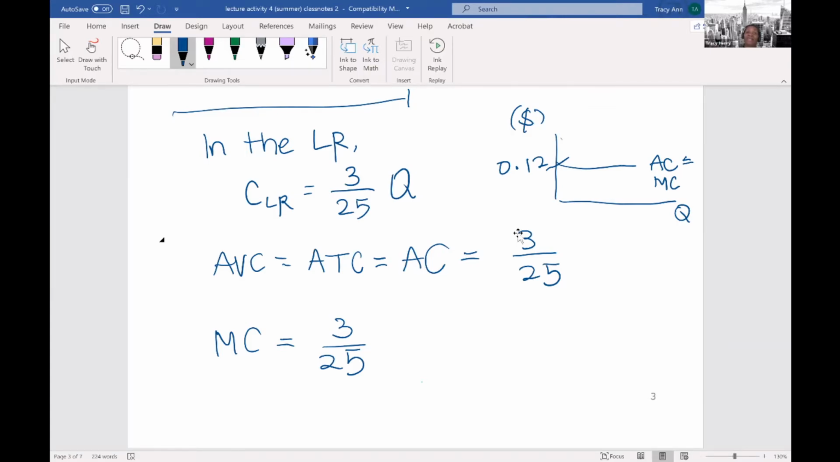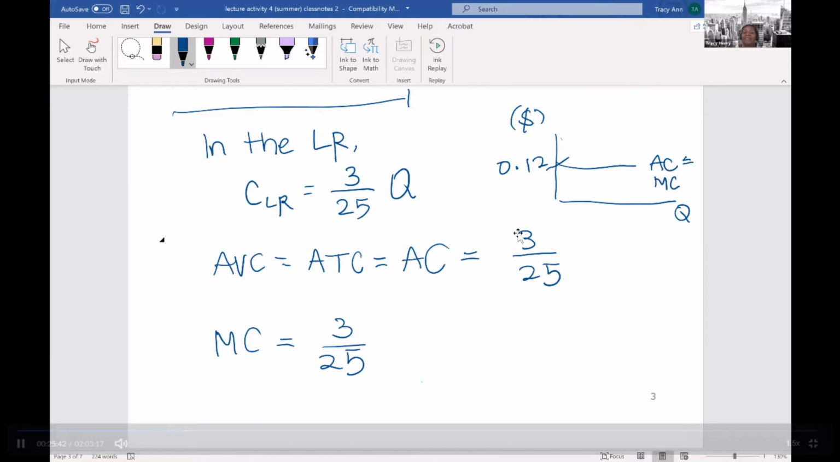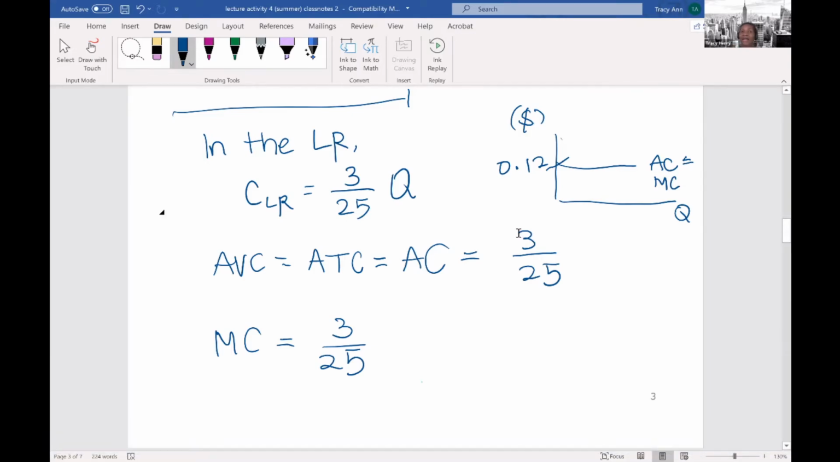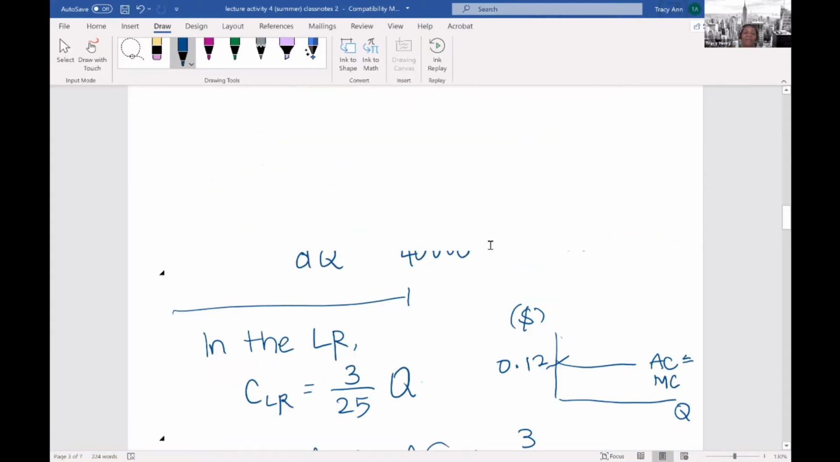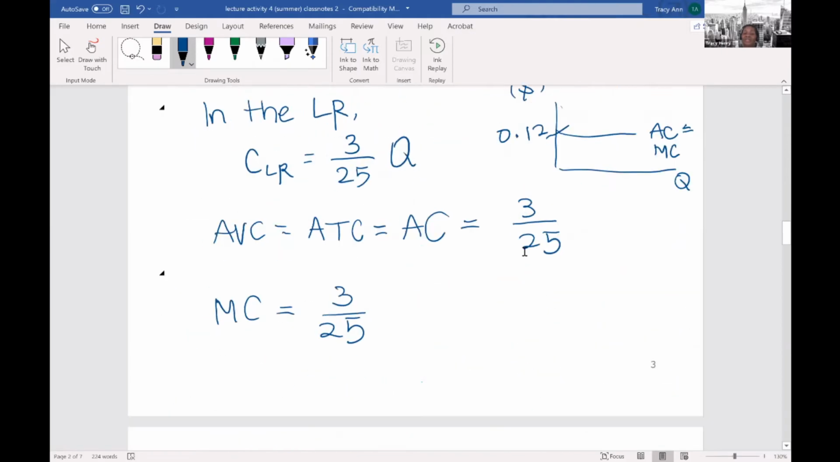Then what that is also telling me is that as I produce an additional unit, the amount that I'm adding, the marginal cost, the additional cost, is going to be the same. So whenever your average cost curve is horizontal, or whenever it is constant, the marginal cost is equal to the average total cost. And by the way, in the short run, whenever your average variable cost is constant, your marginal cost is going to be equal to the average variable cost.